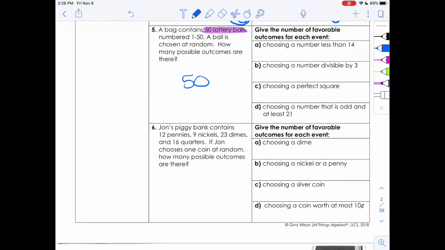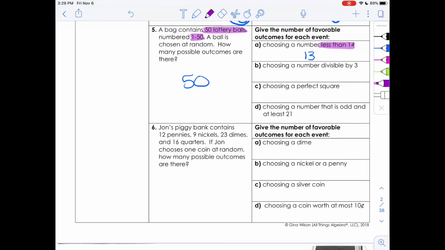So remember, these lottery balls are numbered from 1 to 50. So we want to think of how many of those lottery balls are numbers less than 14. So the number 1, 2, 3, 4, 5, 6, 7, 8, all the way up to 13. Because we don't want to include 14 because it's less than 14. So remember, we don't have a lottery ball with the number 0. Our problem on the left says they're numbered 1 to 50. And it's less than 14, so it's not equal to 14. So we have 13 of those.